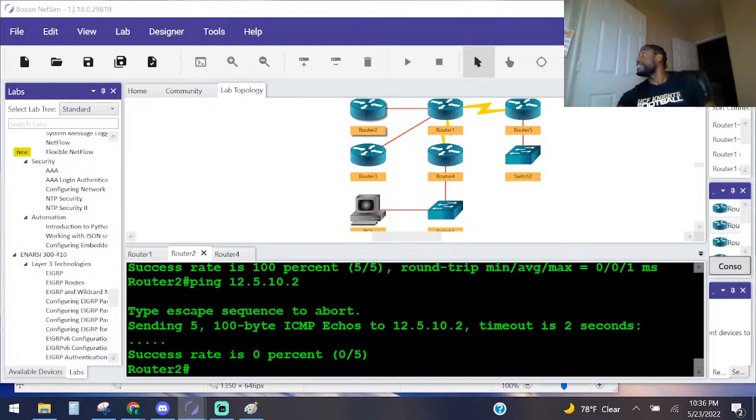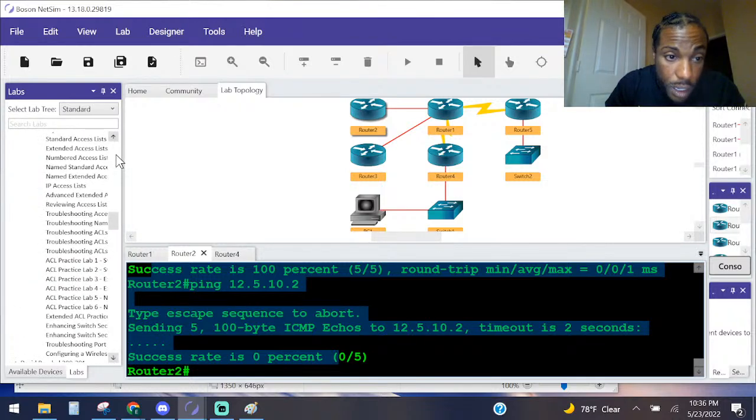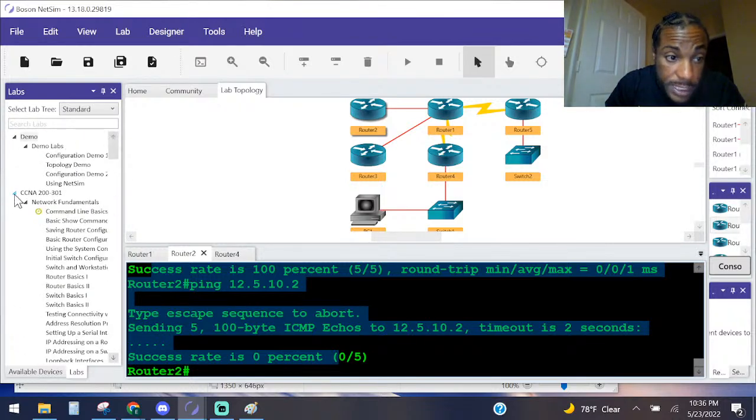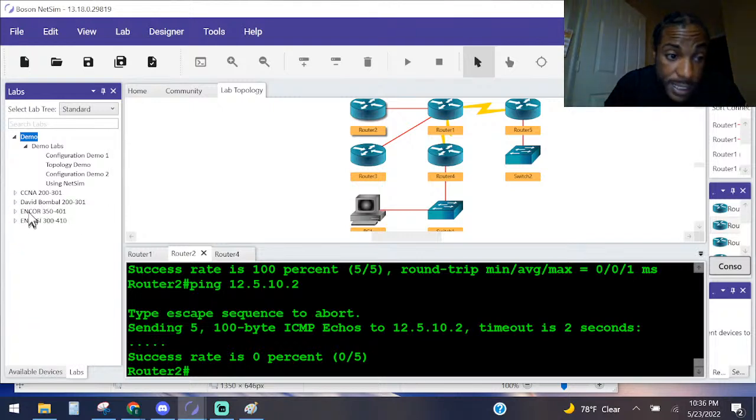Shout out to Aisha Anderson, who said, what program is this? This is Boson NetSim. It is a network simulator. It is not an emulator, so it's not real IOS, but it does enough for you to pass the CCNA exam. David Bombo also had a question about that. It's enough to pass the CCNP ENCOR exam and the NRC exam.